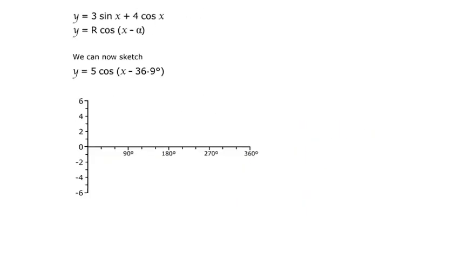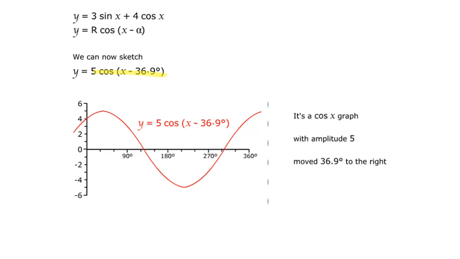So if you did want to sketch the graph of it, it's much easier to sketch it now that it's in this form, because we know what a cos graph looks like. We just need to stretch it so that it goes up to 5 and down to -5. And we also need to shift it 36.9 across to the right. So this is what the graph would look like.